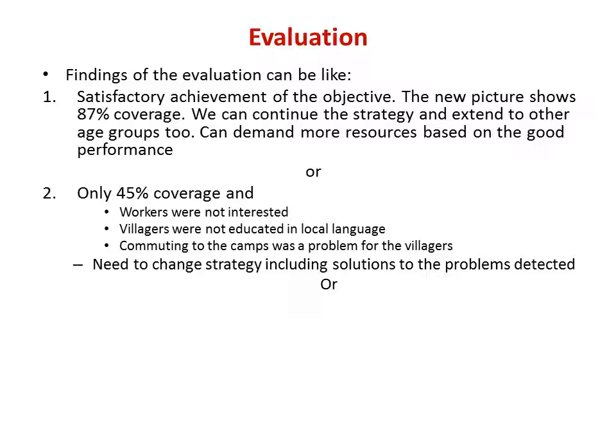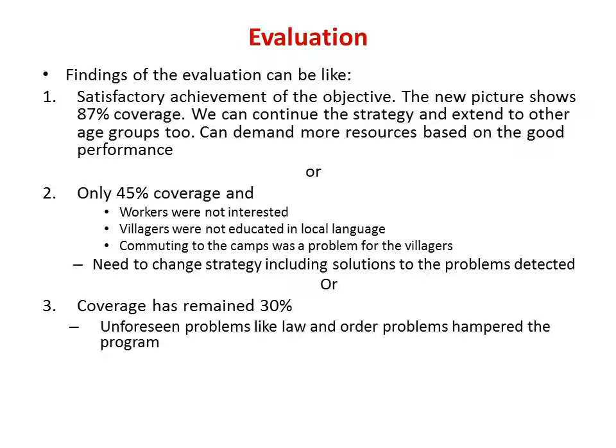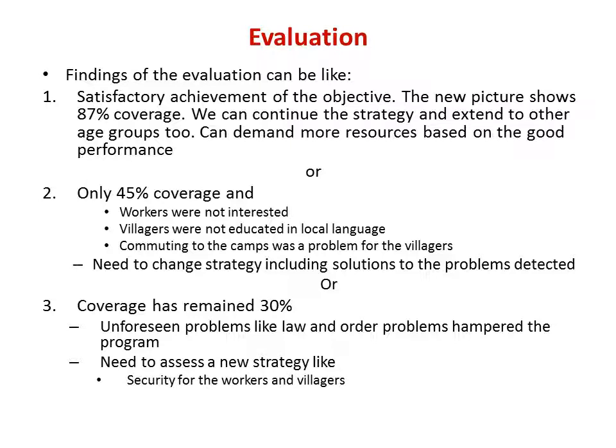Or the finding of the evaluation may be that the coverage has not improved at all, it has remained 30%, and that unforeseen problems like law and order problems have hampered the program. And it may recommend that there is a need to assess a new strategy like providing security for the workers, improving literacy status before the results can be expected from the strategy.